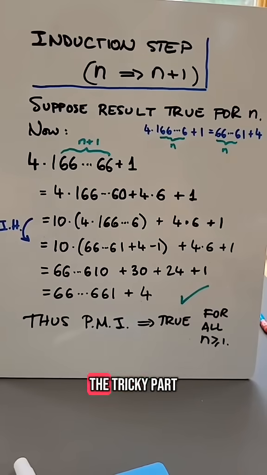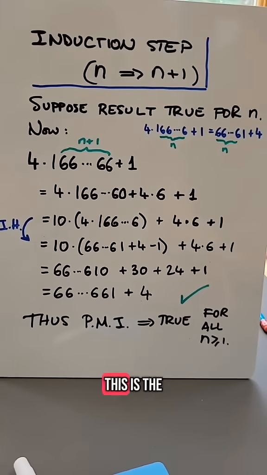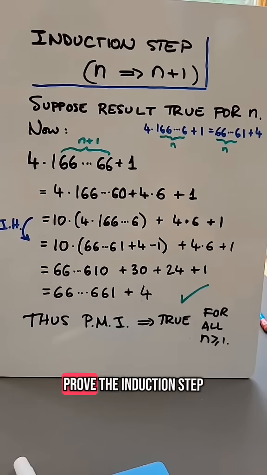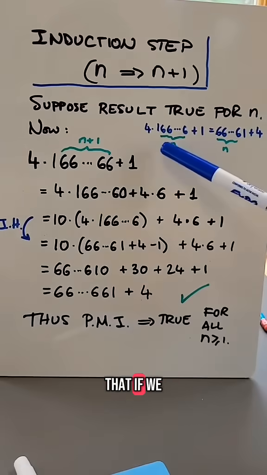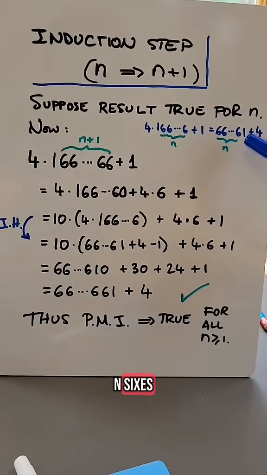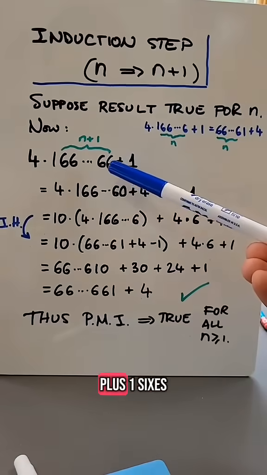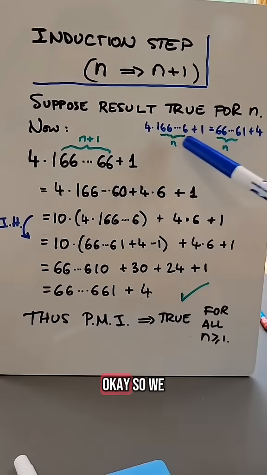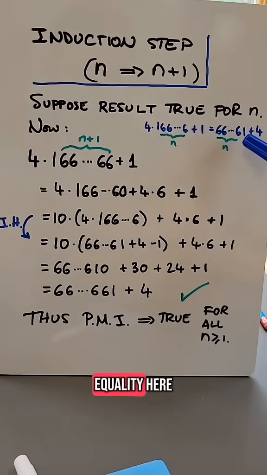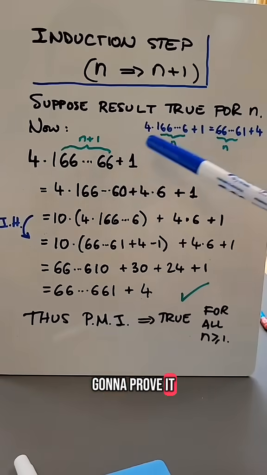Typically the tricky part of an induction proof is the induction step, and this is the case here. So we're going to prove the induction step. We're going to prove that if we know it for n sixes, then we know it for n plus 1 sixes. So we are assuming this equality here, and then we're going to prove it for n plus 1 sixes.